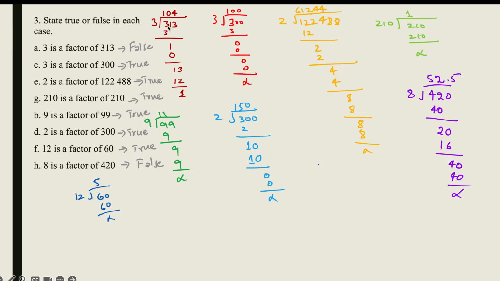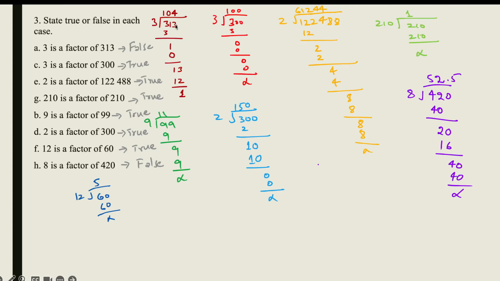When 313 is divided by 3, 3 into 3 is equal to 3. Then we are left with nothing. So for the next round, we bring 1 down. 3 is greater than 1, so what do we do? 3 multiplied by 0 is equal to 0. So 1 minus 0 is equal to 1. Then we have a 1 in here.